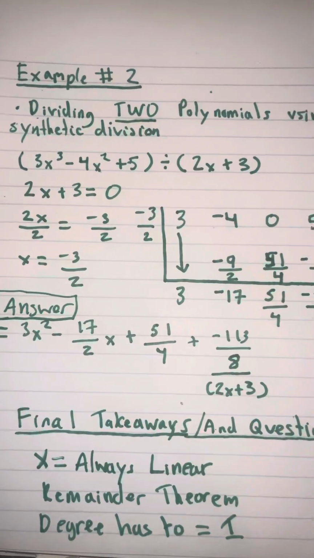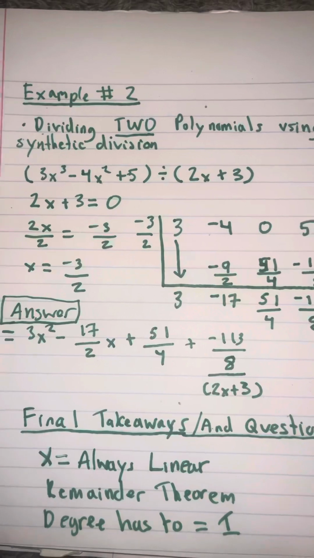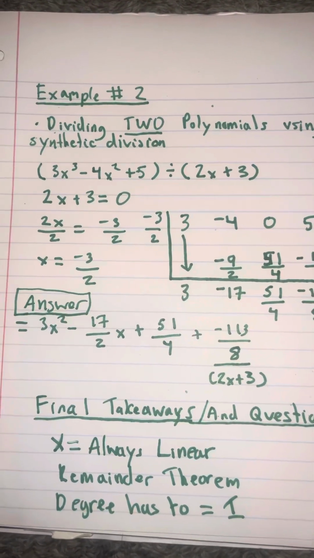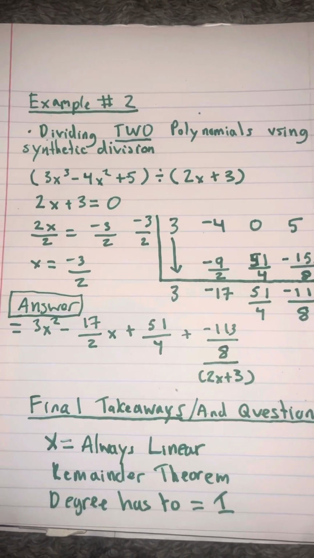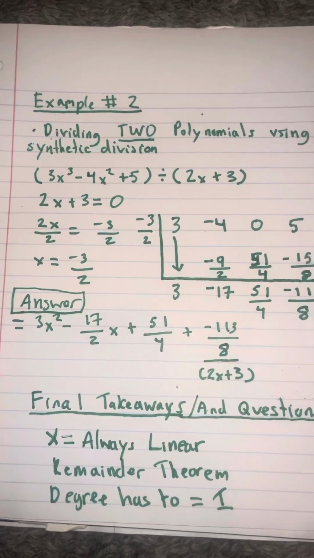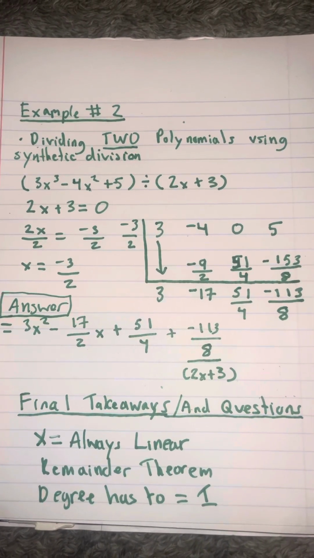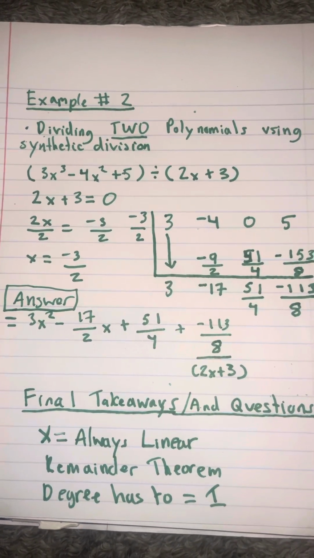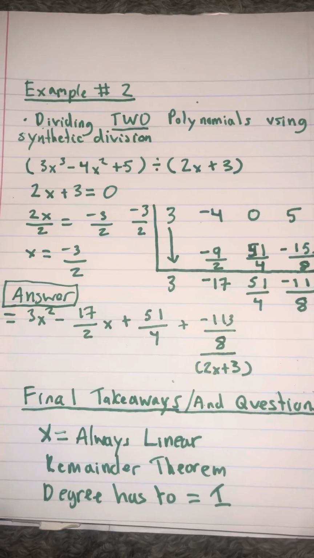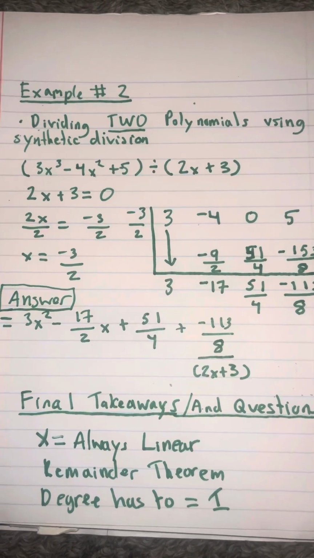So here's a second example, but in this equation we're dividing two polynomials using synthetic division. Obviously the setup is a little bit different because we have two equations being divided. We're going to start off with 2x plus 3 equals 0. And then we're going to divide 2 on both sides. And so we're left with minus 3 over 2. So x equals minus 3 over 2.